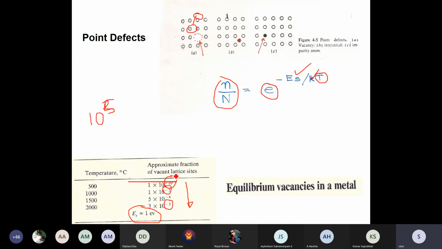And this is the equilibrium number of vacancies. This is the equilibrium fraction of vacant sites, equilibrium at a particular temperature.